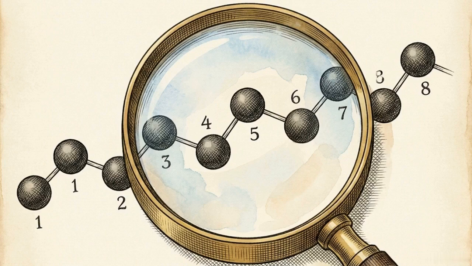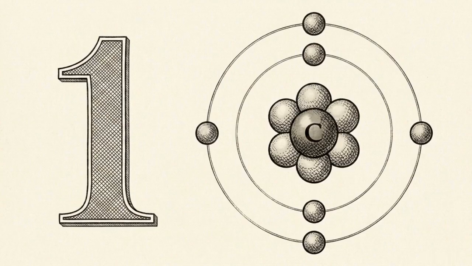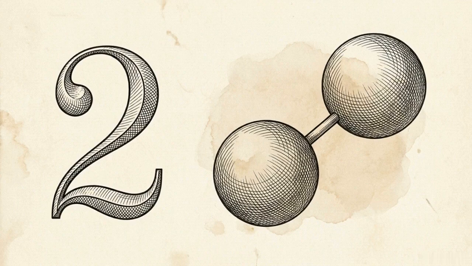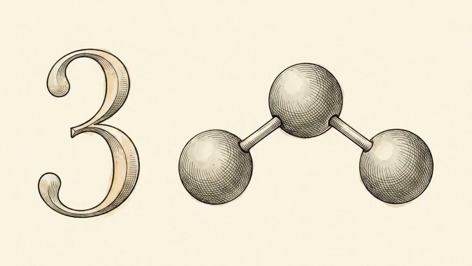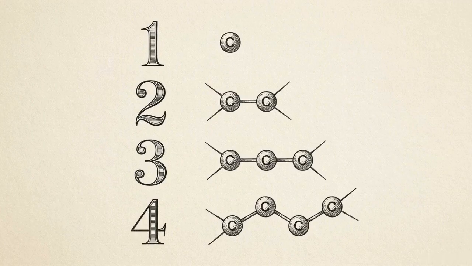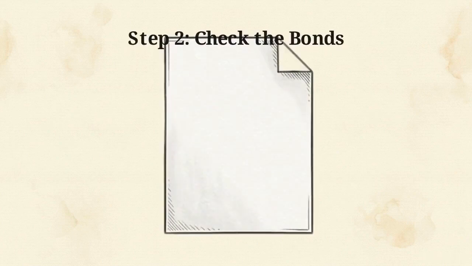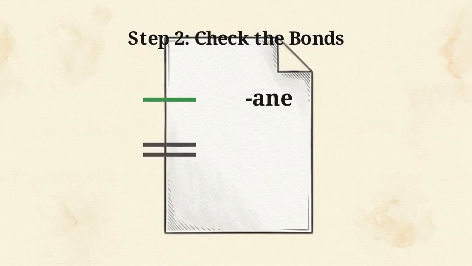You can consistently name any organic compound using IUPAC rules by following 4 specific steps. Step 1. Count the carbon atoms. 1 carbon gets the prefix meth, 2 is eth, 3 is prop, and 4 is but. Step 2. Check the bonds between those carbons. If they are all single bonds, the suffix is -ane. A double bond gets -ene, and a triple bond gets -yne.